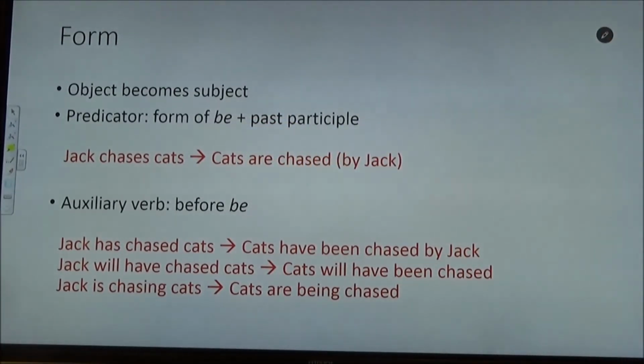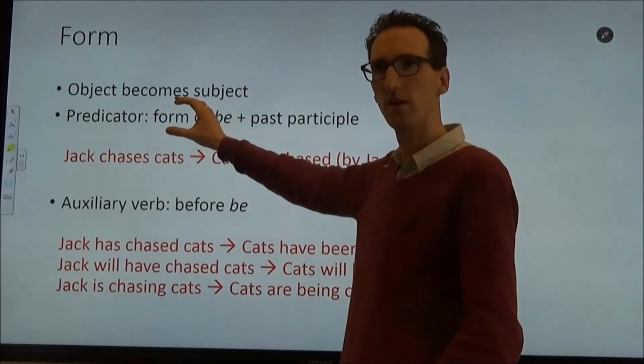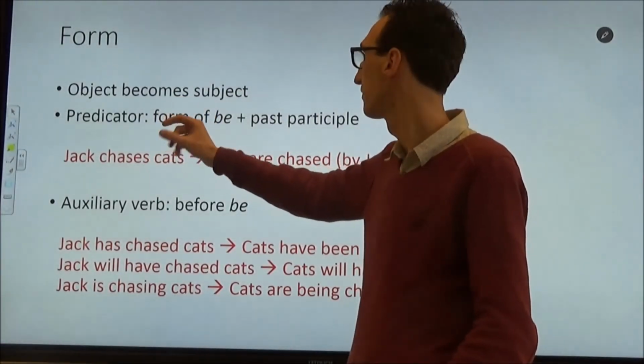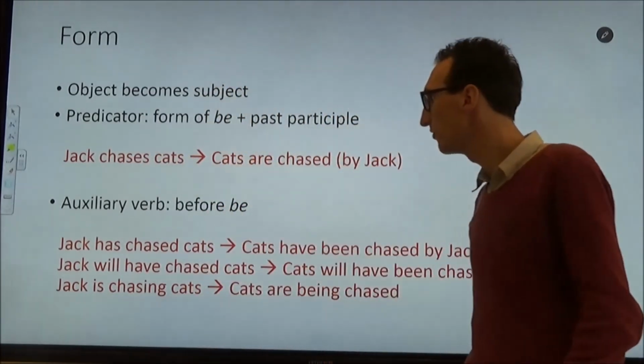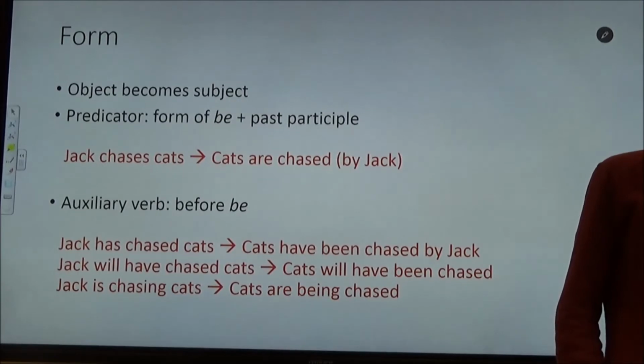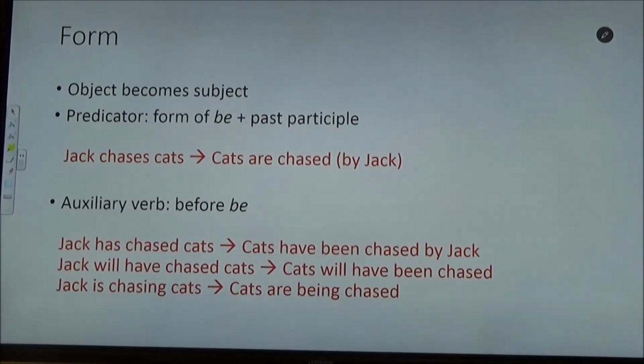But then, what do you do when you have an auxiliary verb? Lots of sentences in the previous slide have auxiliary verbs, right? Like have, and already a form of be. Well, the auxiliary verb comes before the form of be. So what you do is you first find the object. That becomes the subject. Jack chases cats, cats are chased. Then you look for an auxiliary verb. That's the second step. First find the object, then look for an auxiliary verb.